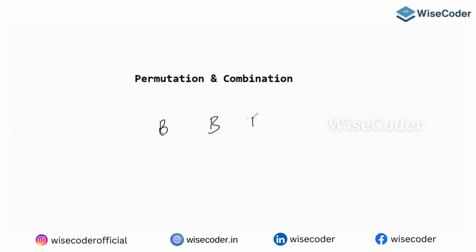1, 2, 3, 4. So 4 boys will make how many spaces? 5 spaces. Yes or no? So 4 boys, how many ways? 4 factorial ways. And there are girls also, no? Yes or no? For every girl there are 5 spaces vacant. So yes or no? 5 into 4 into 3 into 2.